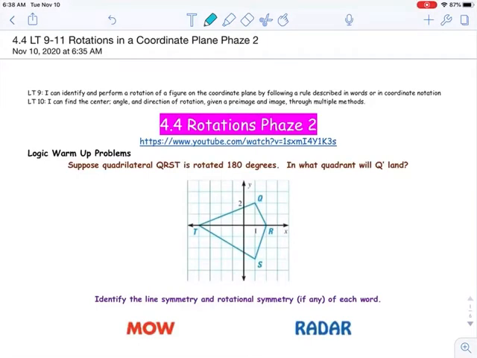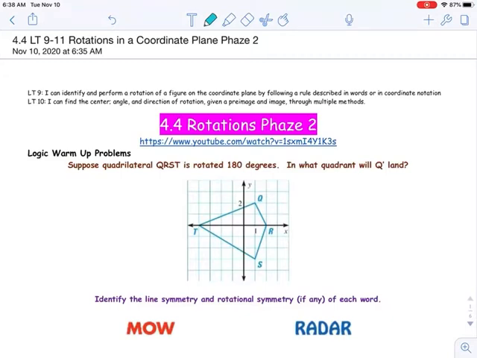Okay, students, so we're here and we're back with phase 2 of rotations. They're so fun. We're going to take 2 phases to do them. All right, so we're going to just start with some logic warm-up problems, get our brain in math mode, thinking about rotations, and then we're going to dive into some classic ones, all right?